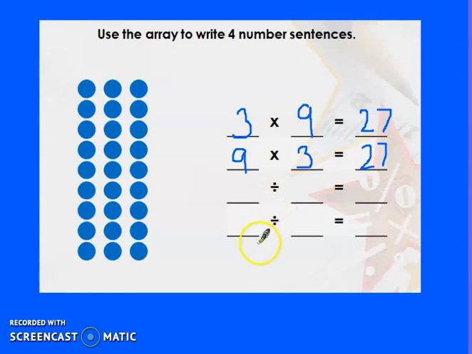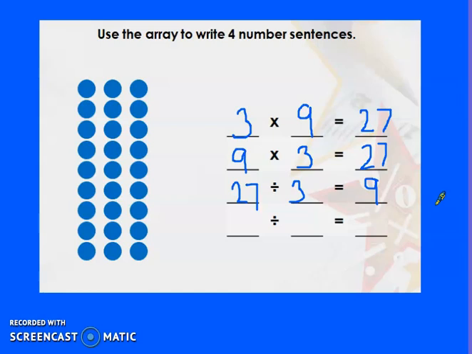What if we were going to use a division sum? Start with the biggest number. 27 divided by, how many rows have we got? 1, 2, 3. 27 divided by 3. How many counters in each row? Oh, there were 9. 27 divided by 3 equals 9.